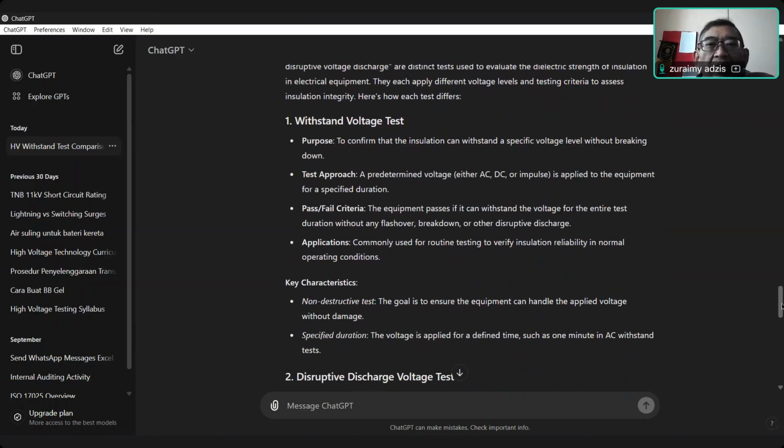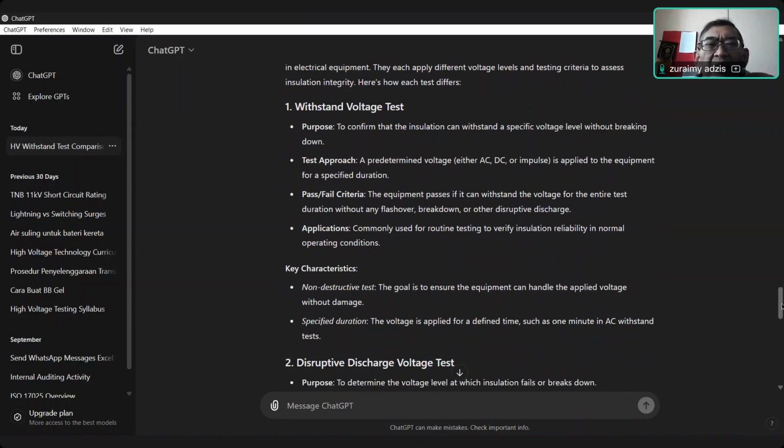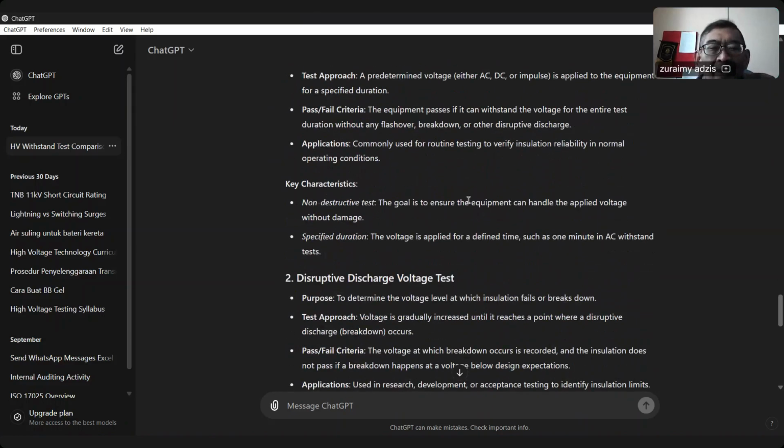Withstand voltage test: to confirm that insulation can withstand a specific voltage, either AC or DC. Again, the pass-fail criterion is whether it can withstand the voltage for the entire test duration without any flashover, breakdown, or other disruptive discharge. So you're clear about that. Applications: commonly used for routine testing to verify insulation reliability in normal operating conditions. So what's routine testing? Well, ask me in class. Key characteristics: this withstand test is non-destructive.